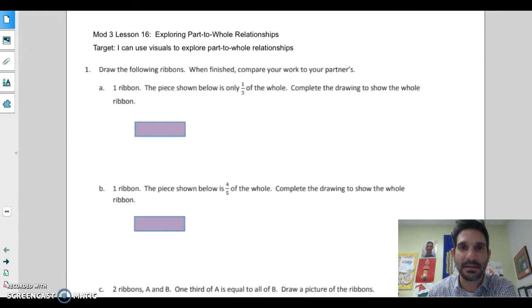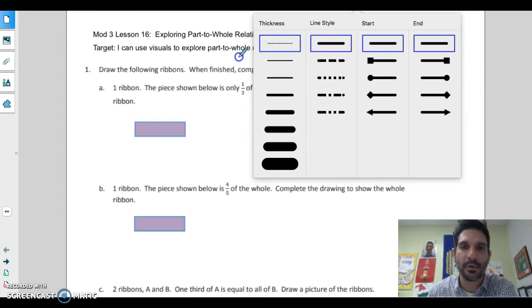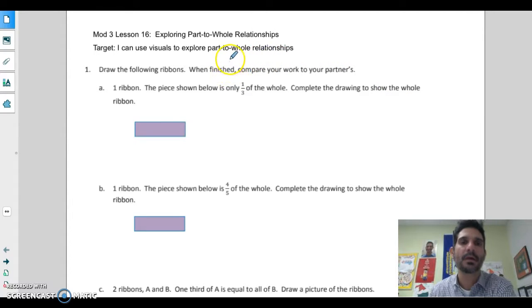Okay, so now it's a little different than what we've been doing. Whereas before we've been working on fractions and subtraction, this is part to whole relationships. It's kind of like a fraction, which is really kind of what a fraction is, but we're not adding and subtracting things. So how we're going to do this, it says draw the following ribbons. When finished, compare your work to your partner.